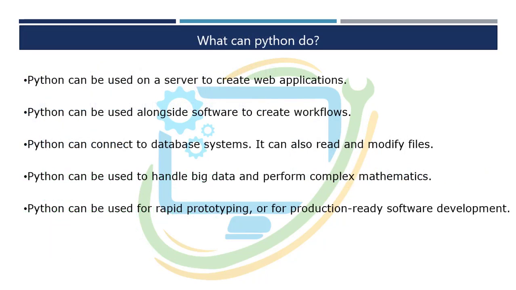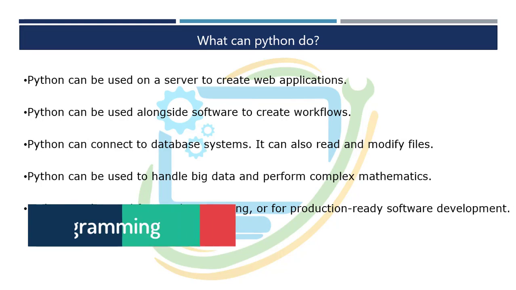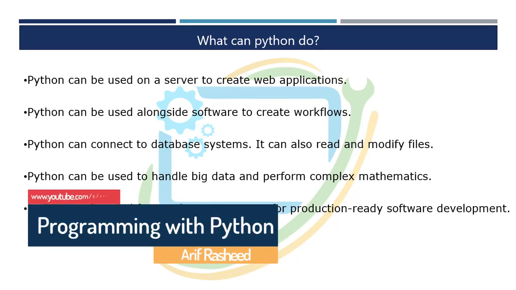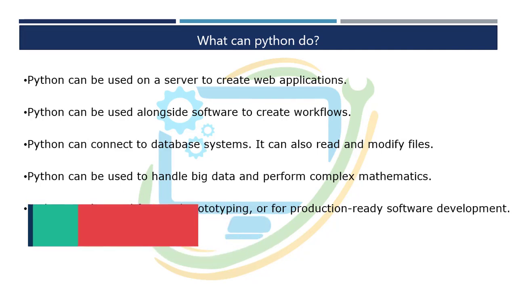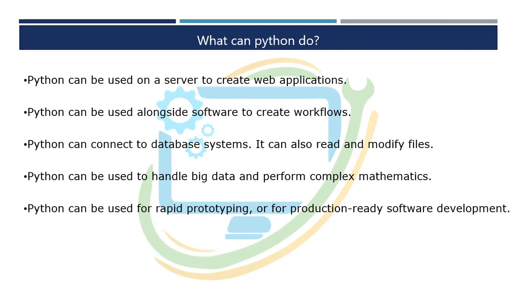What can Python do? Python can be used on a server to create web applications. As we have discussed earlier, you can use Python for server-side programming when you are creating and developing web applications. Python can be used alongside software to create workflows. So you can develop different software in the Python language.